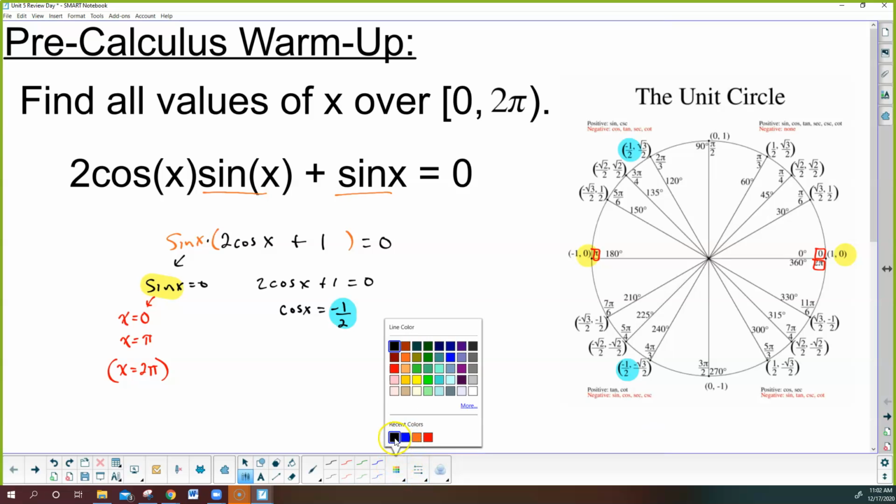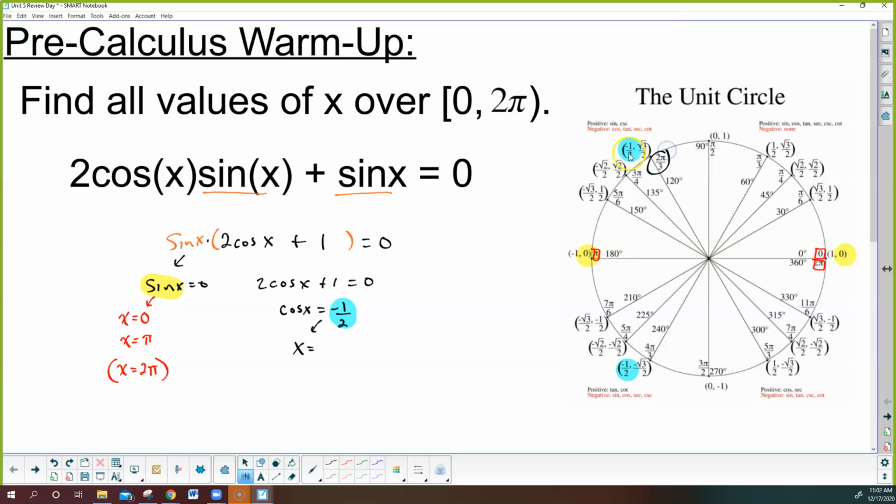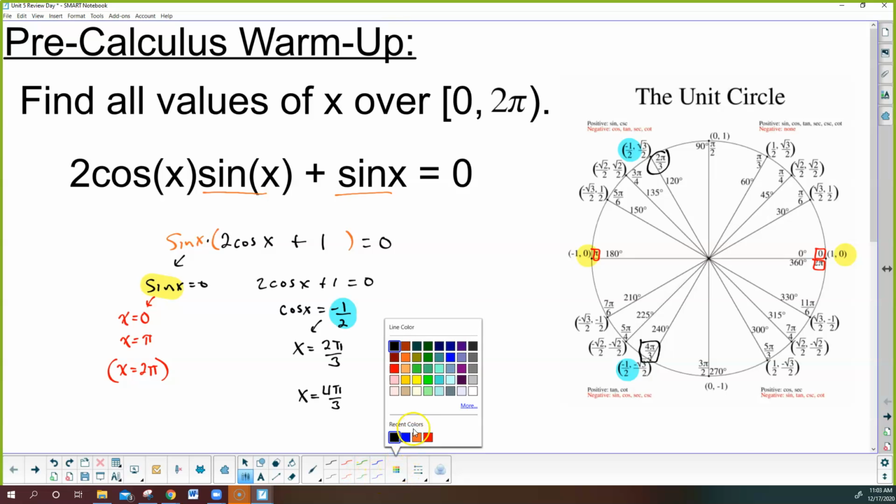So you can definitely see, if you have this memorized, why this is super beneficial. All right, so now I've got where cosine is negative 1/2 at 2 pi over 3. And then where is cosine also negative 1/2? That's at 4 pi over 3. And officially, those are my answers.